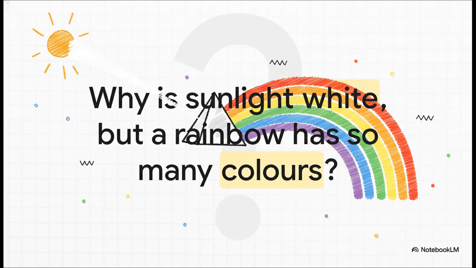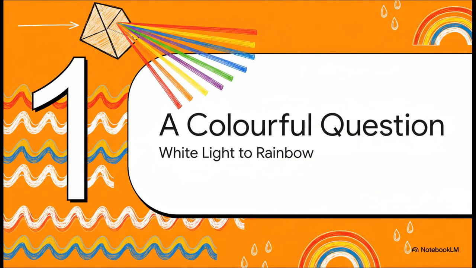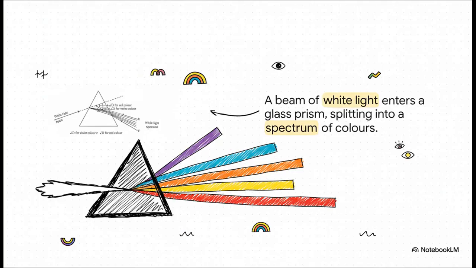It's a bit of a puzzle, isn't it? Well, let's find out. So this is the main question we're going to answer today. How can one single thing, something we just see as plain white light, create something so vibrant and colorful like a rainbow? The answer, you'll see, is a really fascinating process in physics. Okay, let's dive right in.